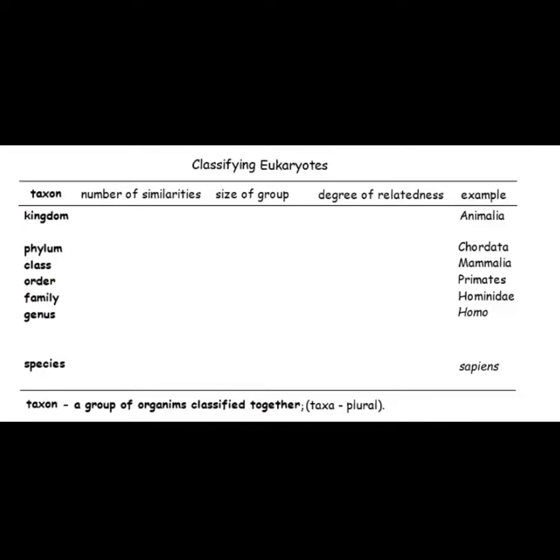Taxonomy is the science involved with classifying groups of organisms on the basis of shared characteristics. Organisms are grouped according to a series of hierarchical taxa. The more taxa organisms share, the more similar they are. The taxa used are kingdom, phylum, class, order, family, genus, and species.